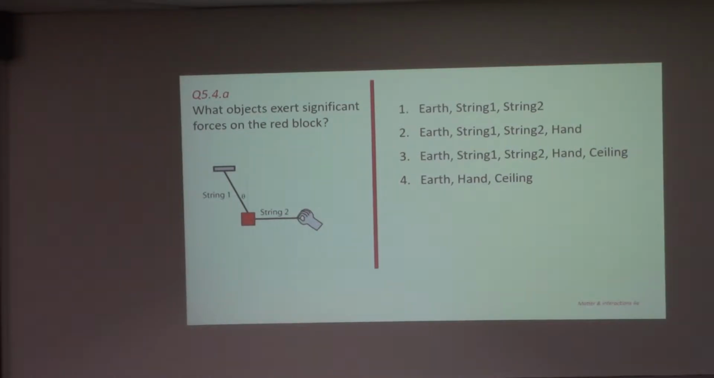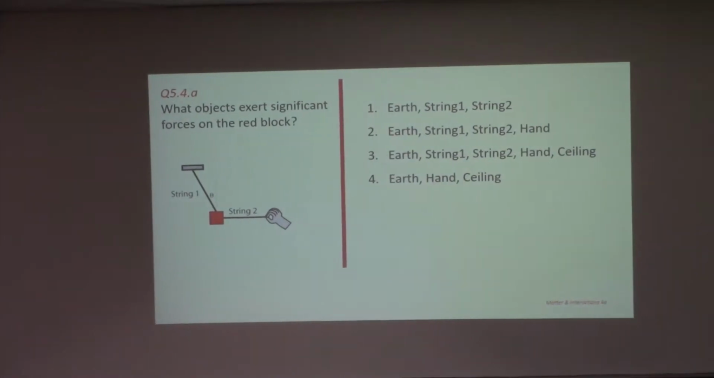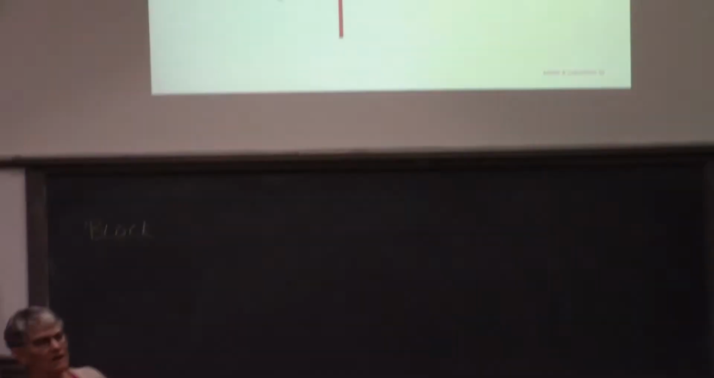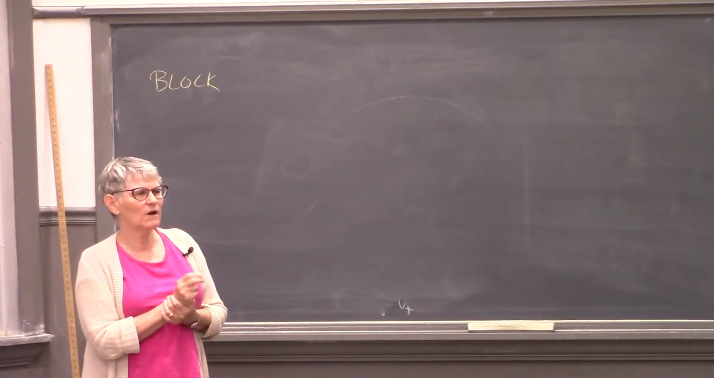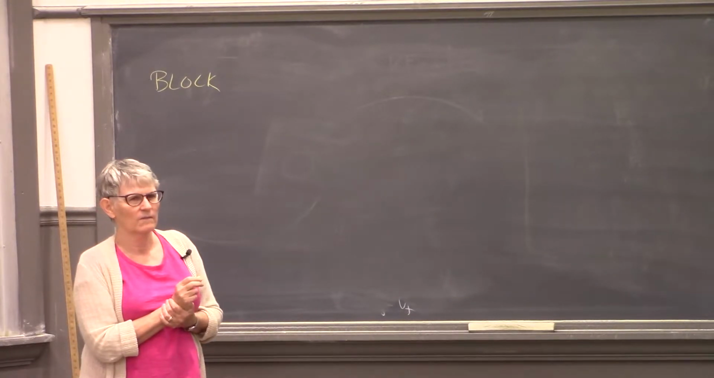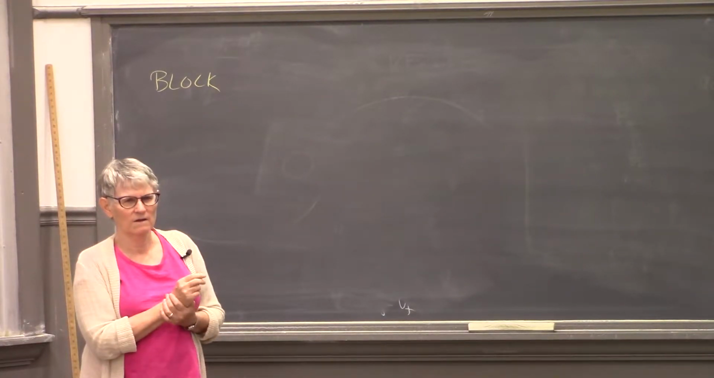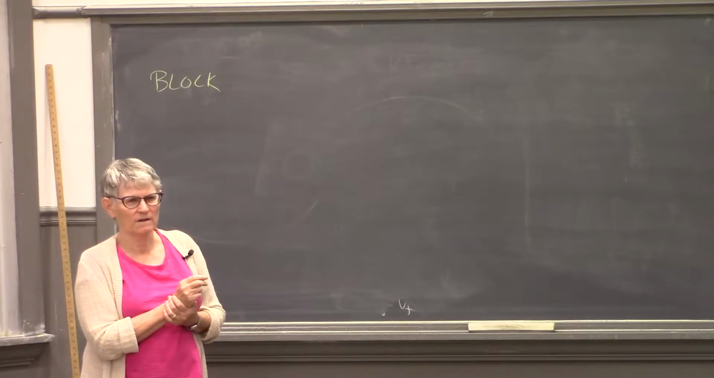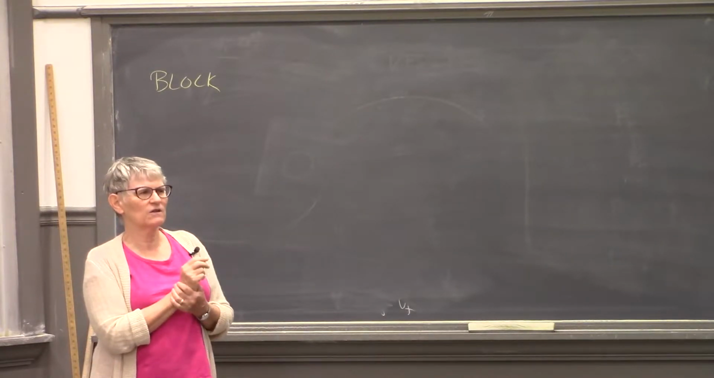All right? What do you think? I'm impressed. Almost all ones. So 1 is the correct answer. And so why is the hand not an object that's interacting with our system? Because the hand isn't actually affecting the block directly. It's not touching the block.